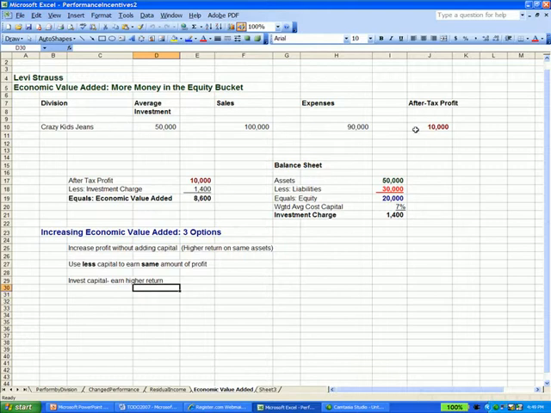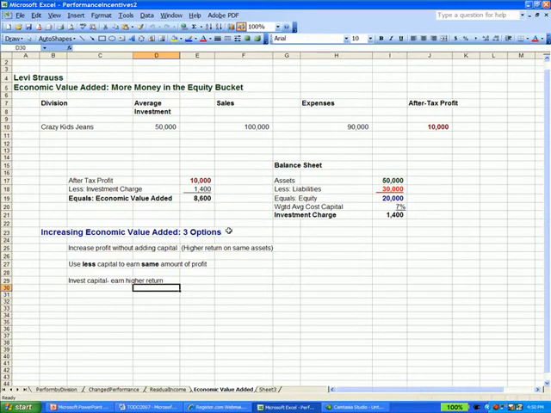So here's the same Crazy Kids Jeans data that we had on the prior page. This time we're going to look at a balance sheet for Crazy Kids Jeans. We have assets less liabilities equals $20,000 in equity left. And on that, I'm going to suggest that we have a cost of capital of 7%, which means, a new term, we have an investment charge of $1,400. That's how much it costs to go out and get that capital. If we take our after-tax profit of $10,000 and we subtract the investment charge of $1,400, we have EVA, economic value added, of $8,600. In other words, we have $8,600 more in the bucket than we did when we started.